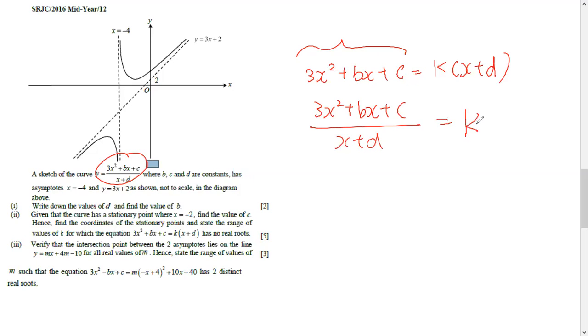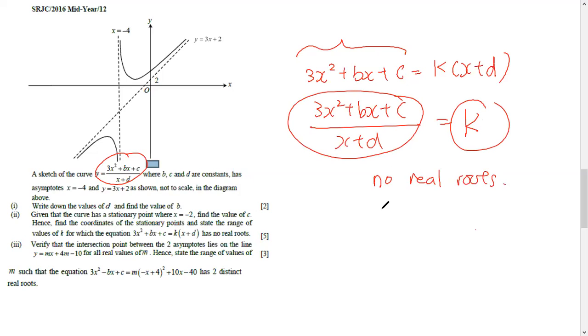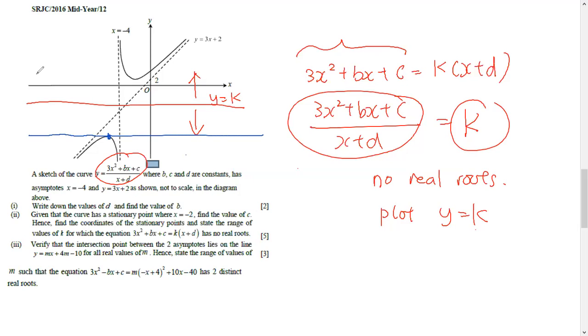We want the intersection of this graph and this graph to produce no real roots. So we have to plot y equals k on the existing graph. y equals k is unknown, so we're just going to draw a horizontal line over here. Again, we can shift y equals k up and down. We want the regions whereby it has no real roots. At most, we can only shift it up to here, and at most, down to here, which is at the turning points.